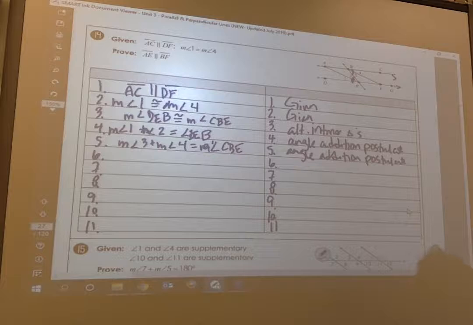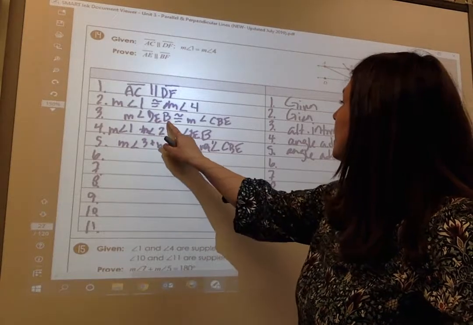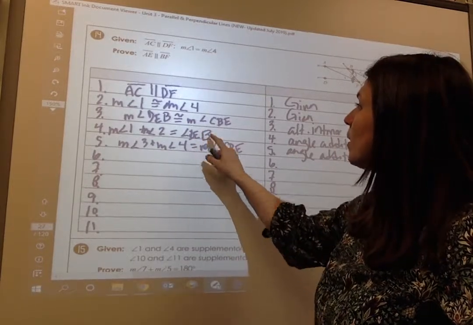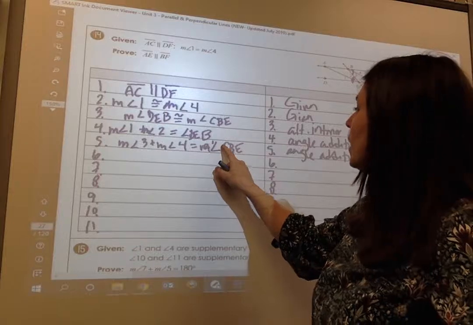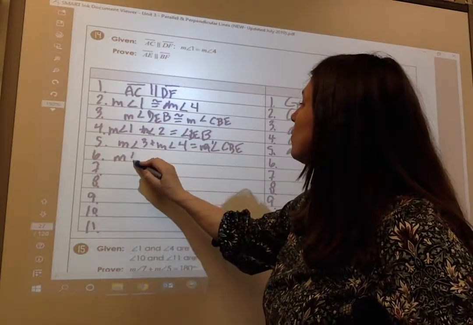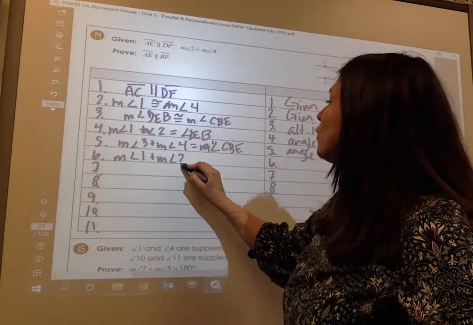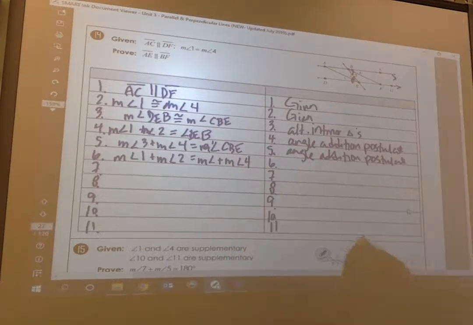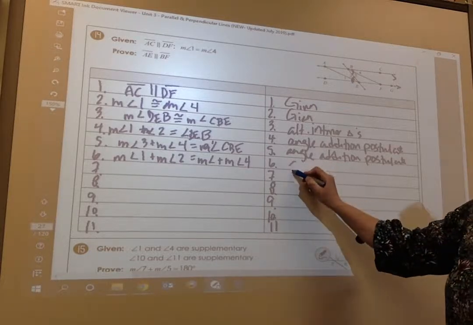Okay, so now what I can say, now that I have my angle addition postulates, is since DEB is congruent to CBE, I know these angles are congruent. I can now say that the measurement of angle 1 plus the measurement of angle 2 equals the measurement of angle 3 plus the measurement of angle 4. And what allows me to say that? Substitution allows me to say that.